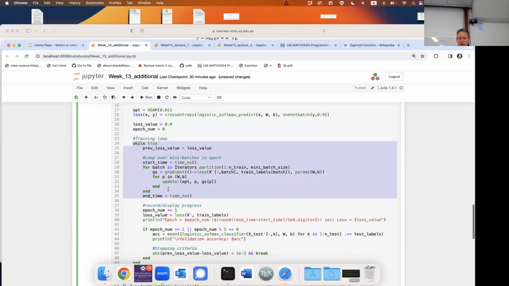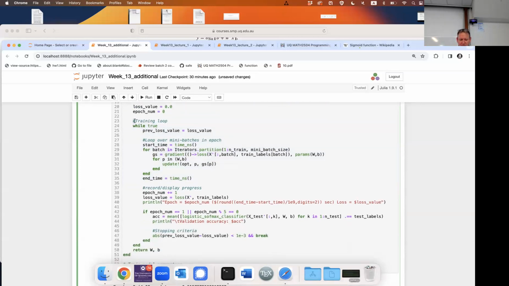As users, what are we doing? We're doing the main loop, which is the training loop. And how many iterations are we running this training loop for? Is it a fixed number of iterations? What makes it stop? Where's the line that potentially stops us? Line 47, right?